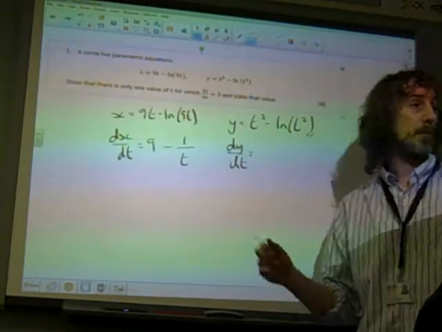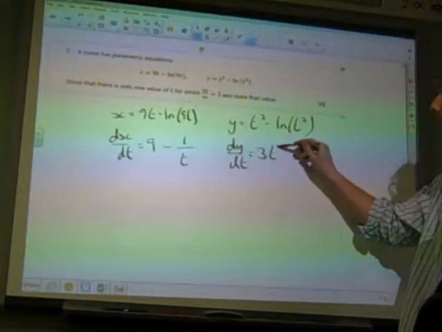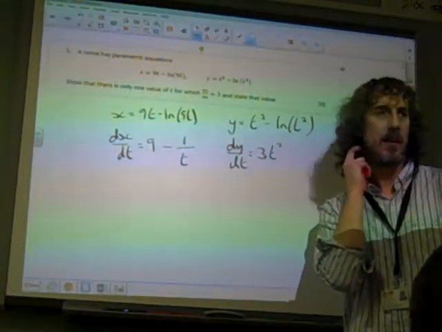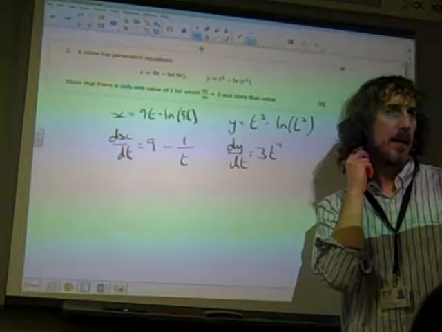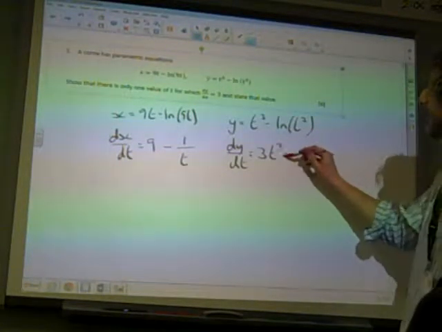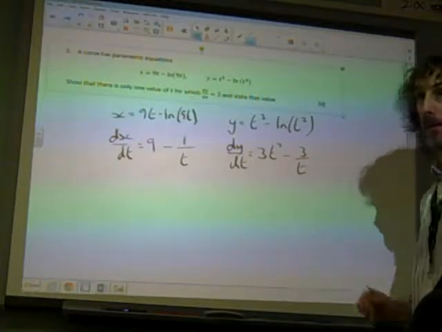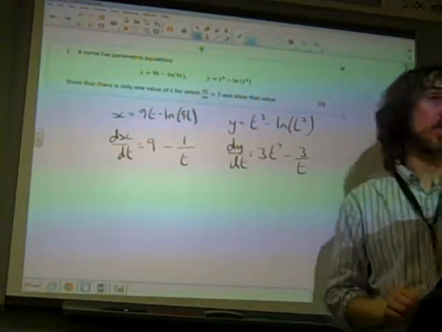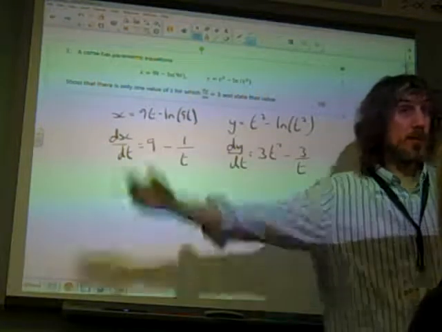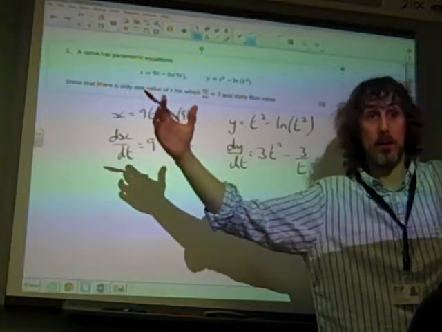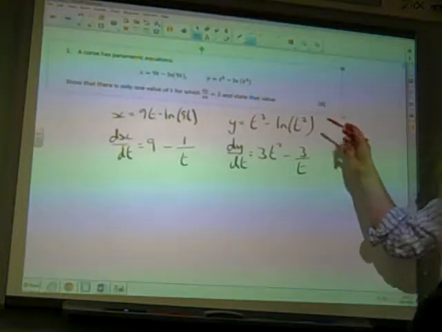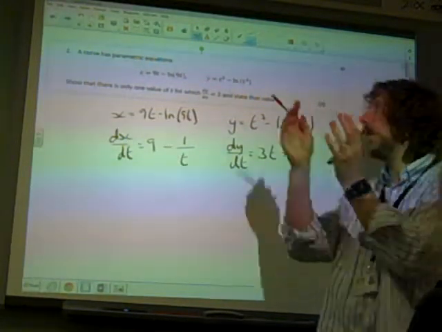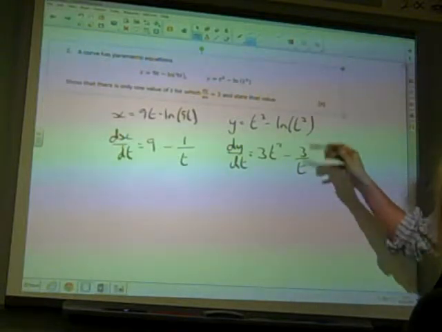Differentiate this one and we get 3t squared from our t cubed. Now, ln t cubed. Well, the answer is 3 over t. There are a number of ways of justifying that. One thing you could say to yourself is that the differential of the whole thing, chain rule, would be 1 over t cubed times the derivative of the inside bit, which would be 3t squared. The t squared cancels out, leaving 3 over t.